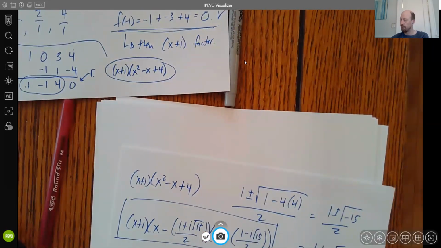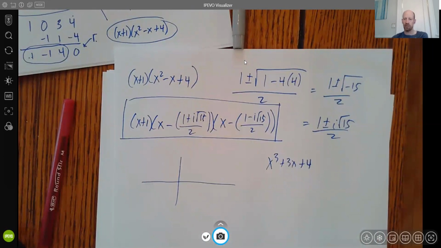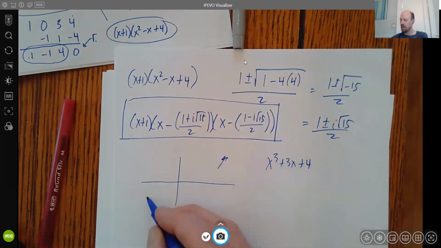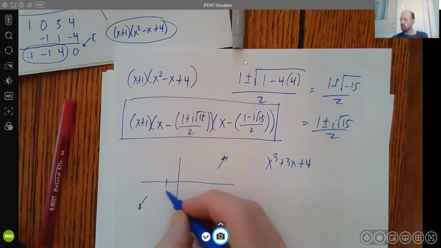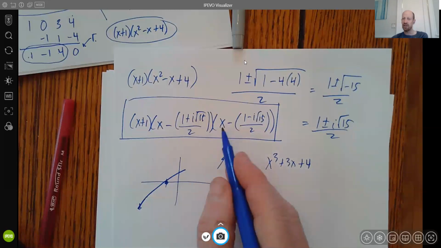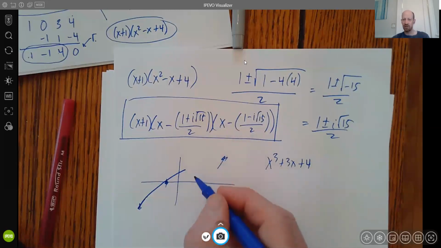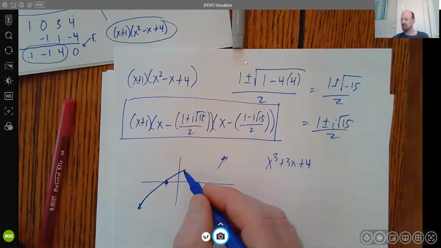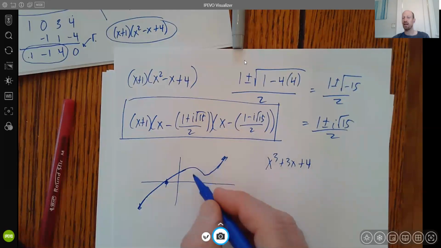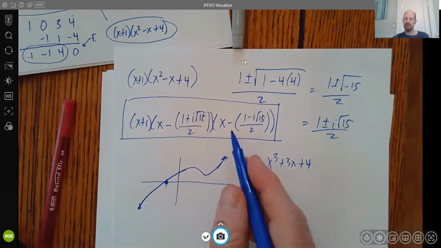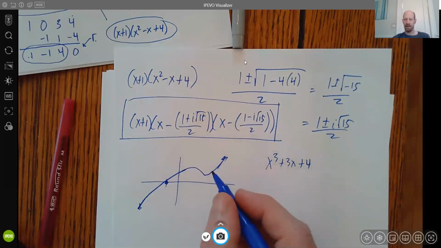It was x cubed plus 3x plus 4, my original polynomial. So I know my end behavior is like x cubed. There's a 0 here at minus 1. It has multiplicity 1, so it just goes right through. These are imaginary zeros, so we don't have to sketch these. The graph doesn't come down and touch the x-axis again. What actually happens is that it does this somewhere else. And that's an observation for a different class or a different time.